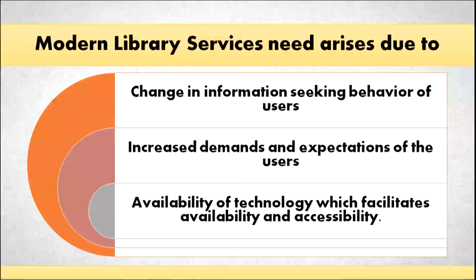So basically, why did the need for modern library services arise? Because of the change in users' information-seeking behavior, increased demand and expectations of the users, and the availability of technology which facilitates the availability and accessibility of documents. Basically, there is a change in the information-seeking behavior. The first point of the user libraries.